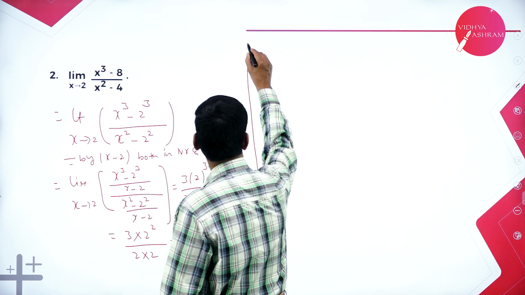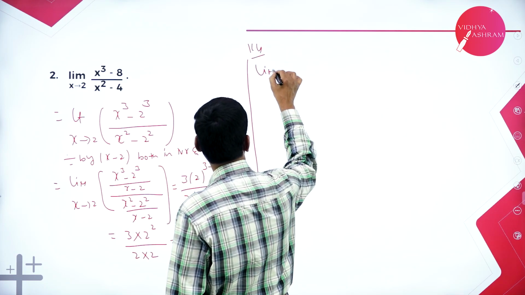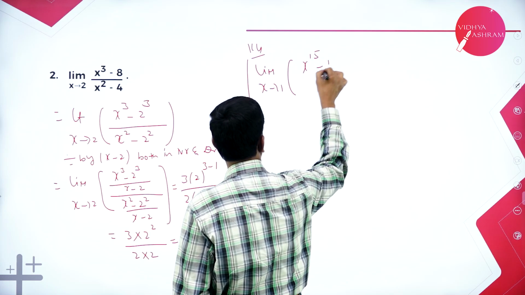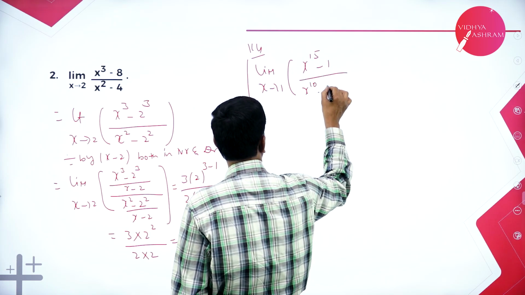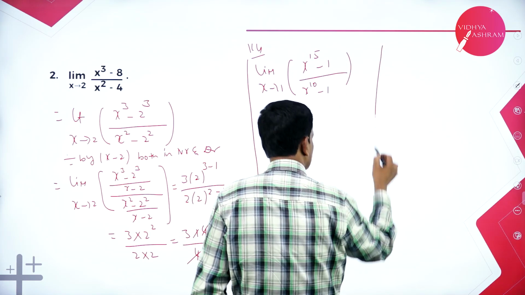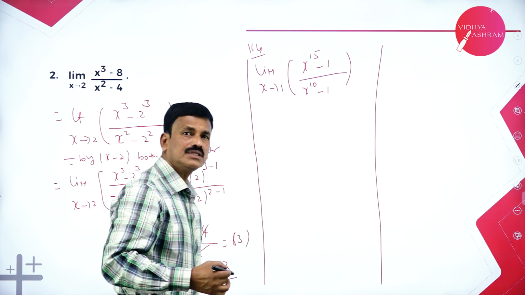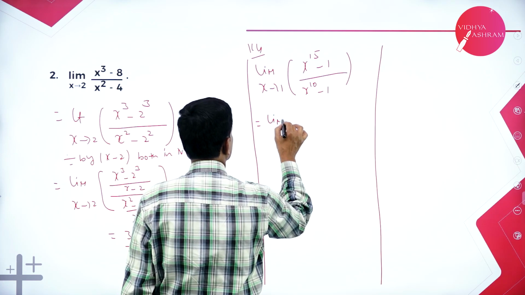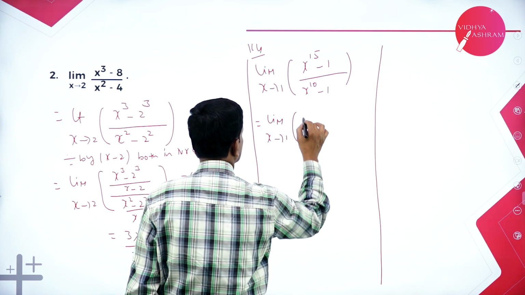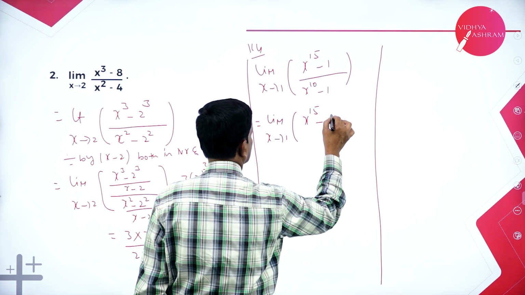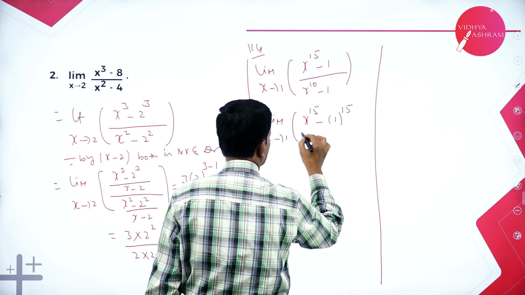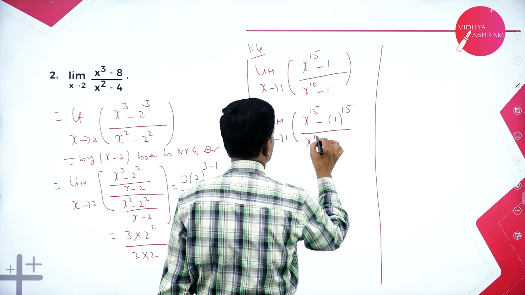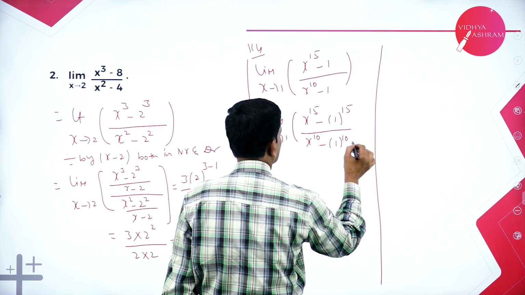Suppose it is like this: similarly, limit x tends to 1 of (x to the power of 15 minus 1) divided by (x to the power of 10 minus 1). So this can be written as limit x tends to 1 of x to the power of 15 minus 1 to the power of 15, since 1 to the power of 15 is 1. In the denominator, x power 10 minus 1 power 10.